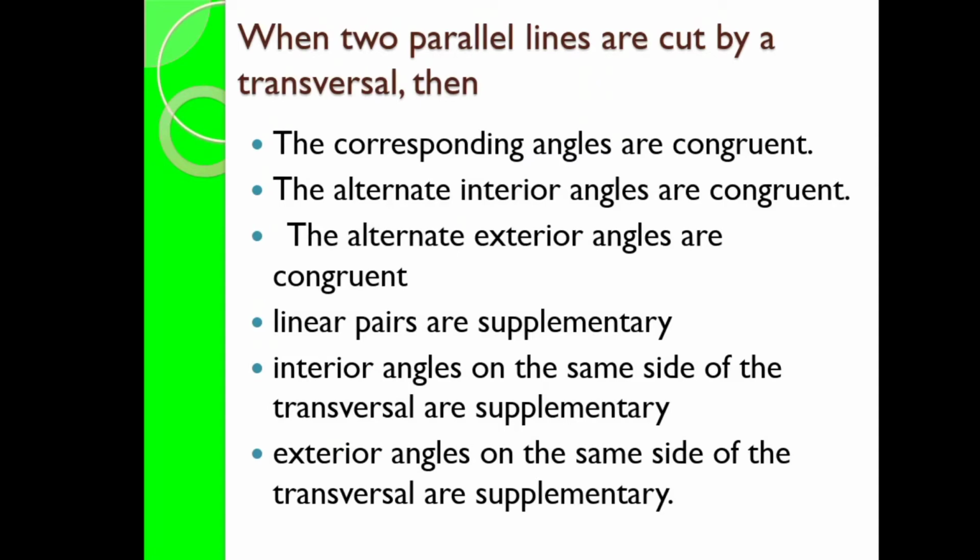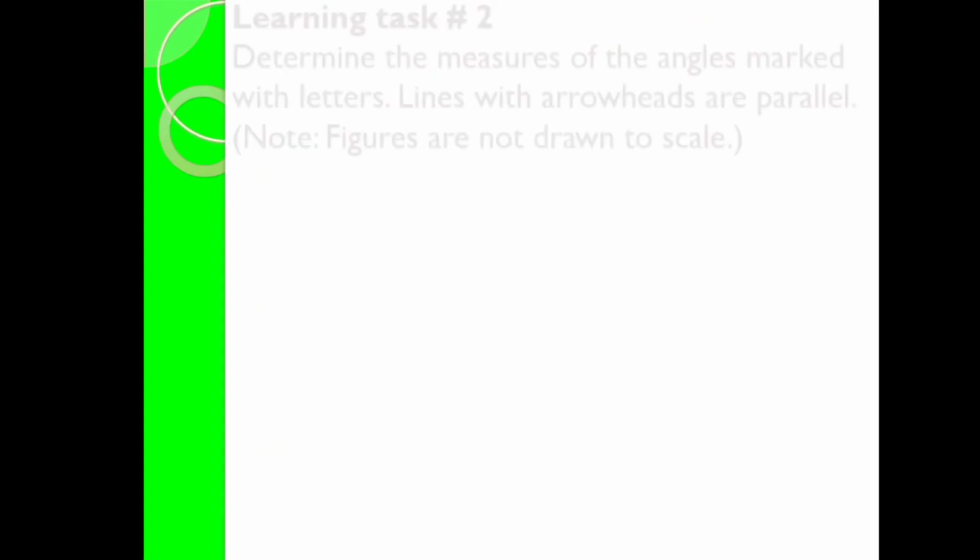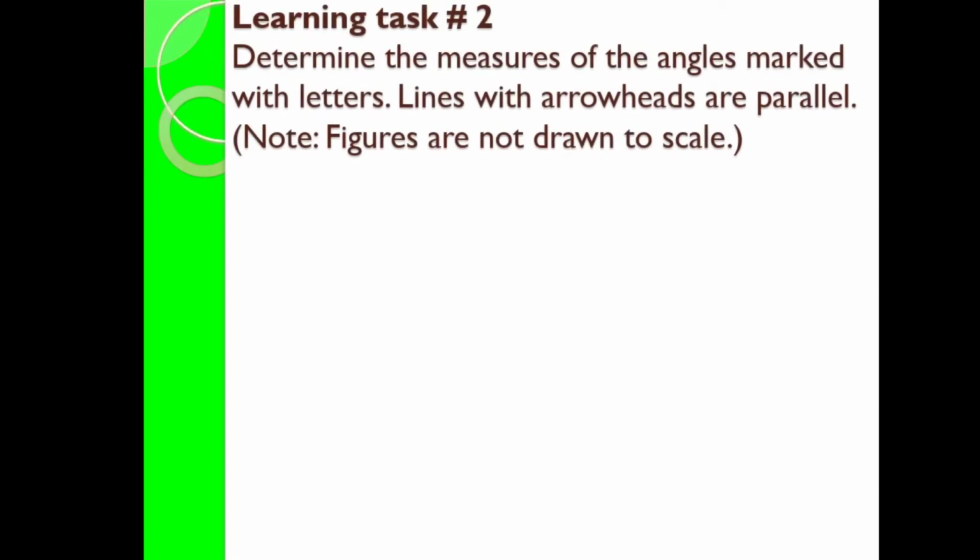So these findings, this summary, will give you an idea on how to answer learning task number 1. Since this is a self-learning activity sheet, this part will be very beneficial in answering the learning task by yourself. Now let us proceed to learning task number 2. Determine the measures of the angles marked with letters. Lines with arrowheads are parallel. Note, figures are not drawn to scale.